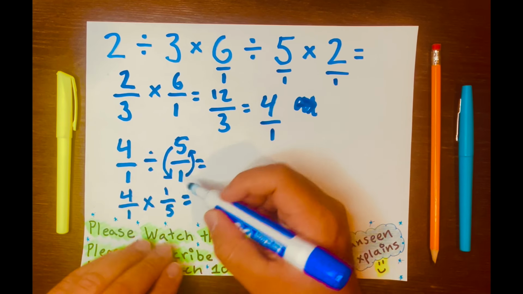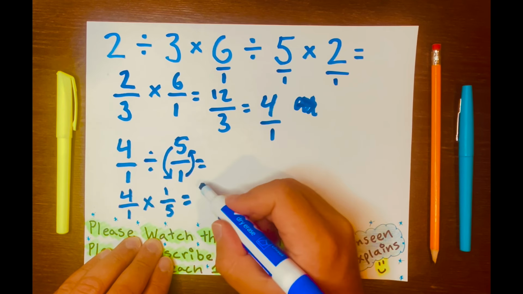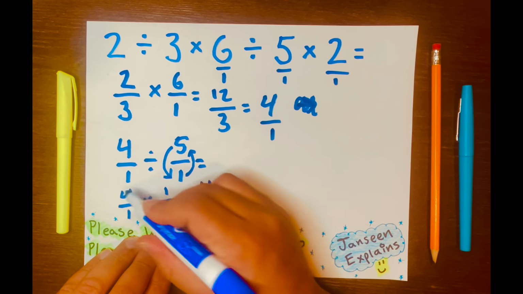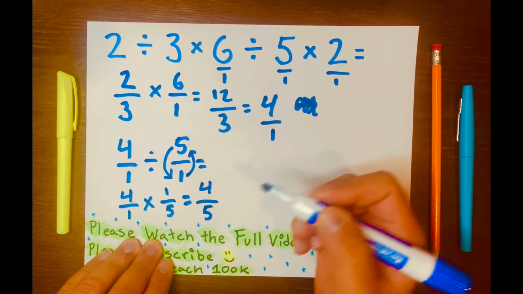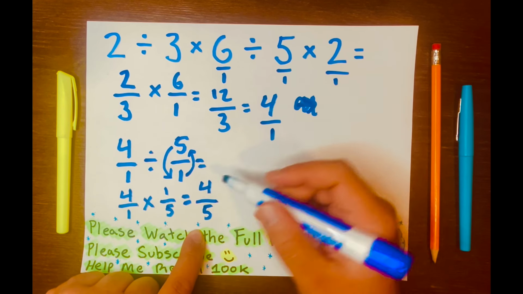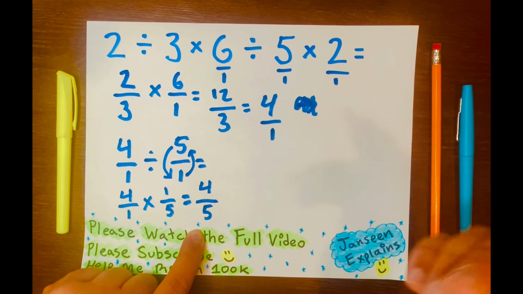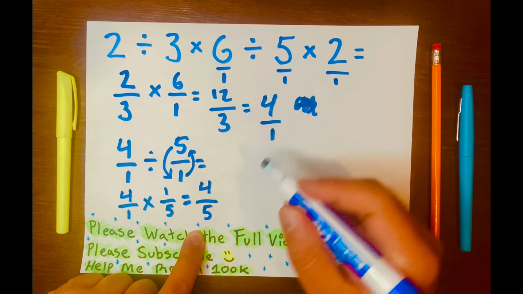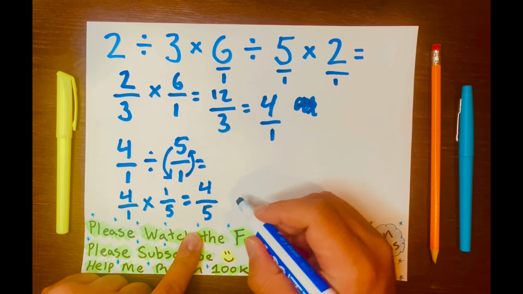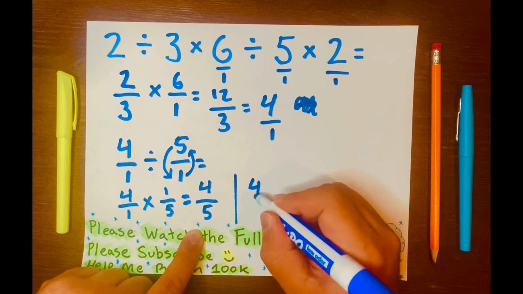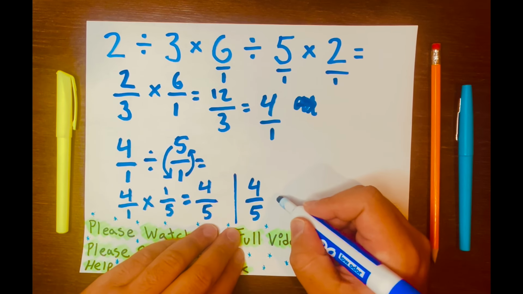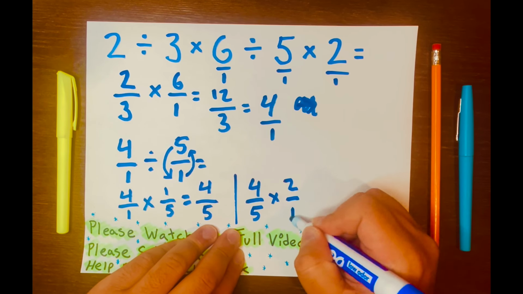And we just multiply across. 4 times 1 is 4. 1 times 5 equals 5. So now we have 4 over 5, and that cannot be simplified further. And we just need to bring down the times 2 over 1. So let me just write it here. 4 over 5 times 2 over 1.